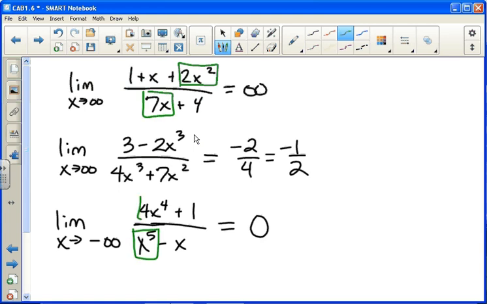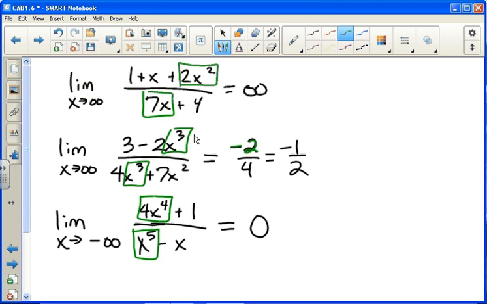And finally, in the middle, if our powers are equal, again, just look at the biggest powers, then you use your coefficients in front of those. So on top, we had a negative 2 in front of the x cubed. On the bottom, we had a 4 in front of the x cubed. So that gave us our answer of negative 1/2.